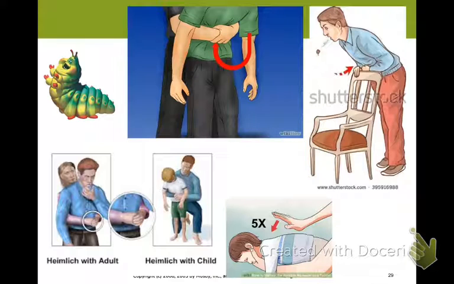So if you're alone, you're supposed to thrust yourself over the back of a chair to dislodge whatever is blocking your airway. Heimlich maneuver for a child: if they're older, you kneel behind them, and if they're an infant, you hold them in your arm with their head down and hit on the back. And of course, that's Heimlich, the beautiful caterpillar.